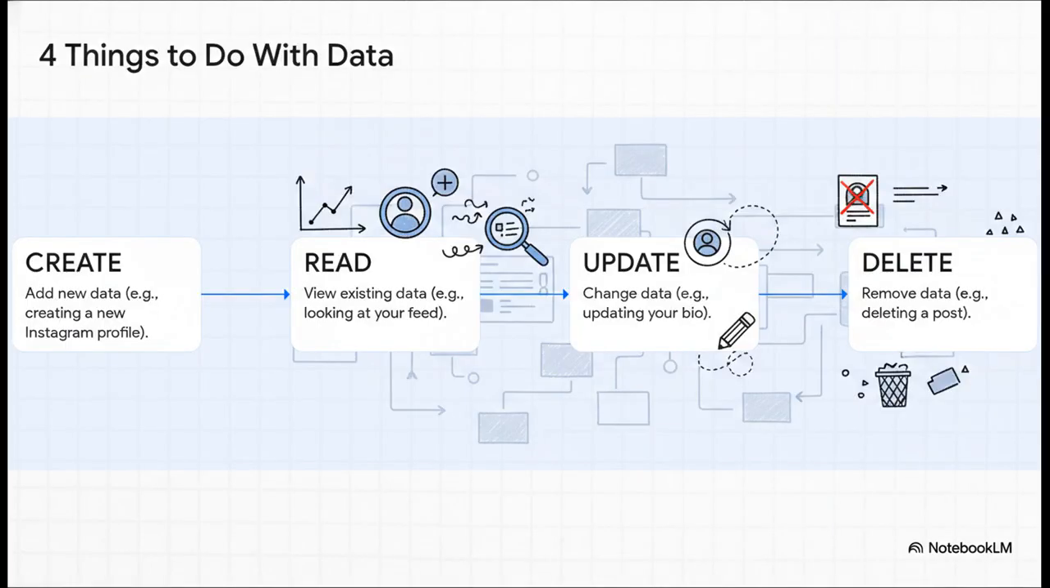So what can you actually do with this language? Well, it really boils down to just four main things. First, you can create new data. Think about signing up for a new Instagram account. Then you can read it, which is just you scrolling through your feed. You can update it, like when you change your bio. And finally, you can delete it, like getting rid of an old post. That's pretty much the whole shebang. Create, read, update, and delete.